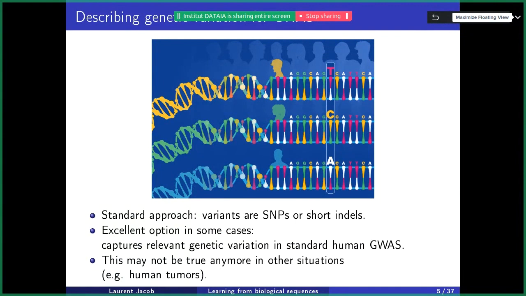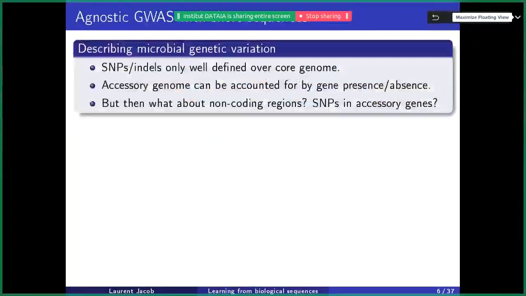For example, as soon as you look at human tumors instead of healthy tissues, because then you're going to have pieces of genome that are going to move around, and it's not enough to just look at SNPs. And it's also important to note that it's not a good representation anymore if you're interested in genetic variation in microbes. Because lots of microbe families have what's called an accessory genome, which is genes that are not present in every individual in the species. So you can't just align the sequences and look at point variations.